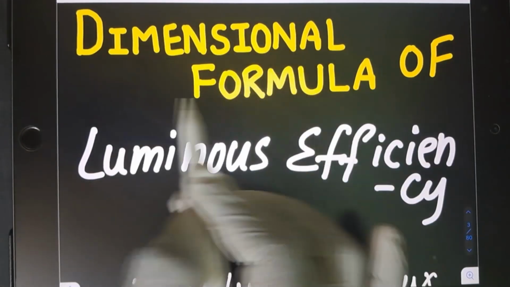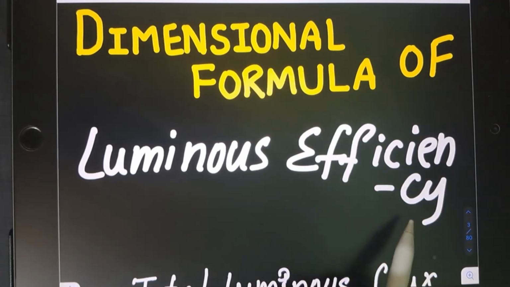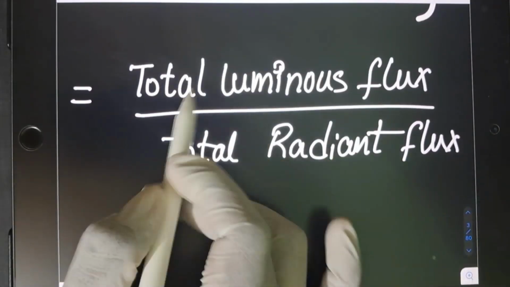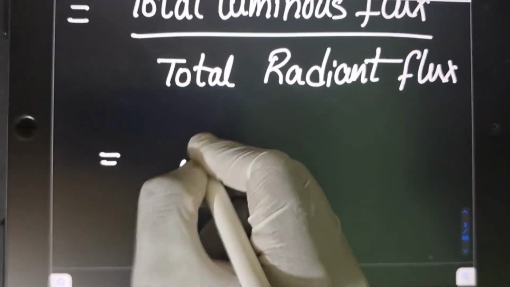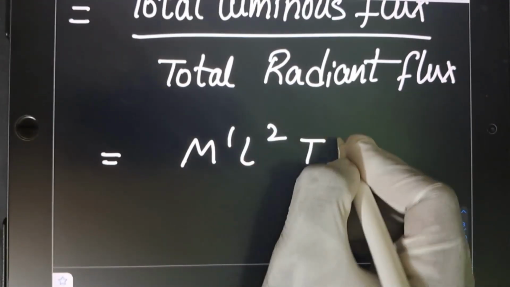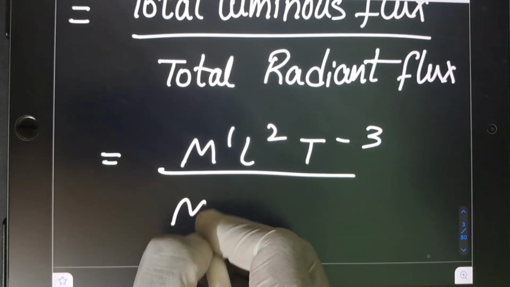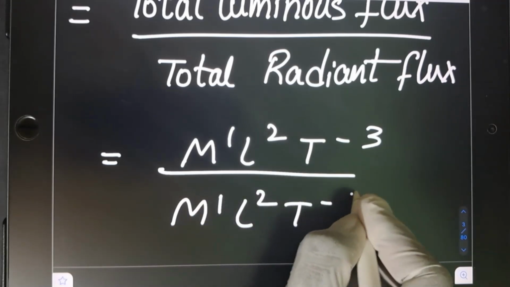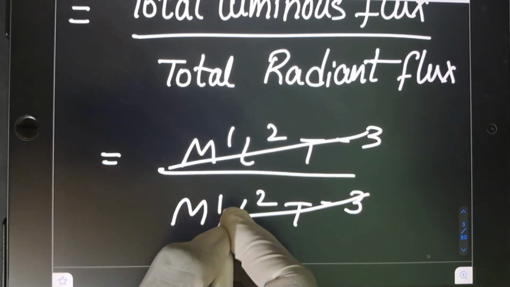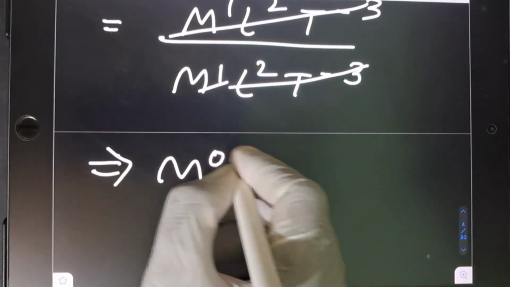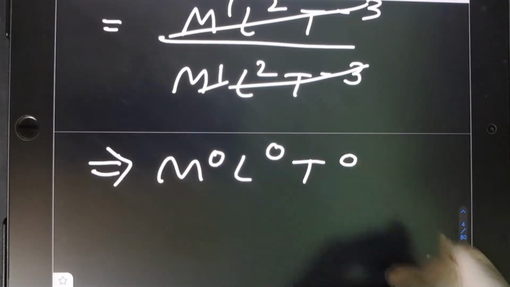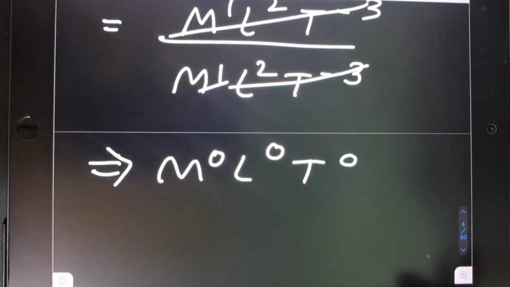To find the dimensional formula of luminous efficiency, the formula is total luminous flux by total radiant flux. Luminous flux dimensional formula is M^1 L^2 T^-3. The radiant flux is also the same, M^1 L^2 T^-3. So on cancellation, we get M^0 L^0 T^0. There are no dimensions. It is dimensionless.